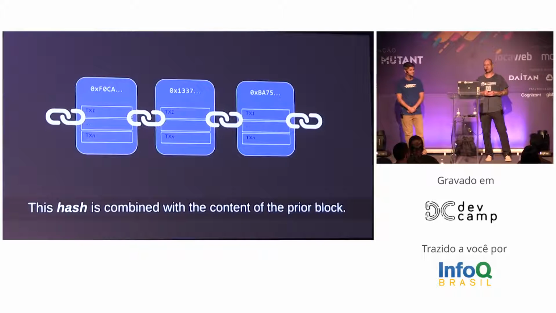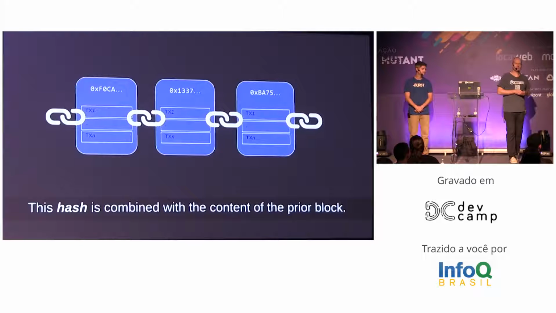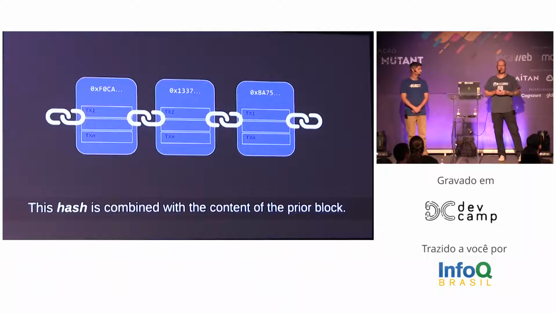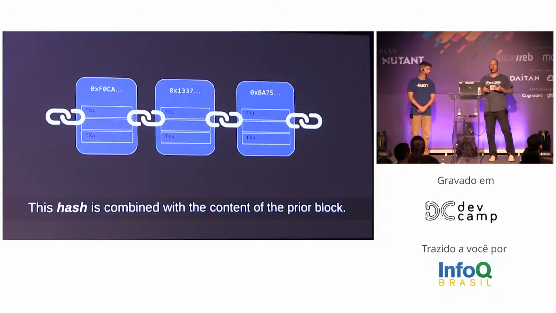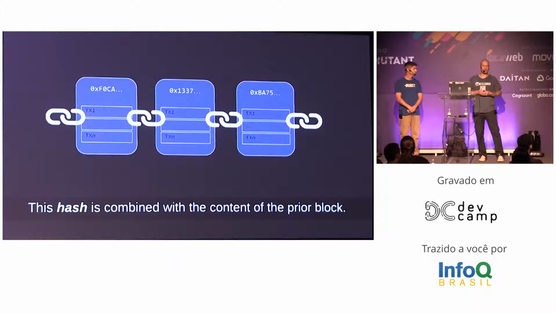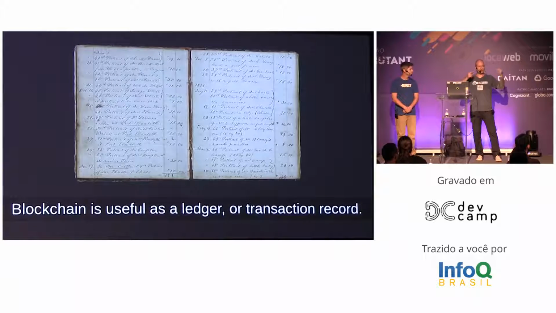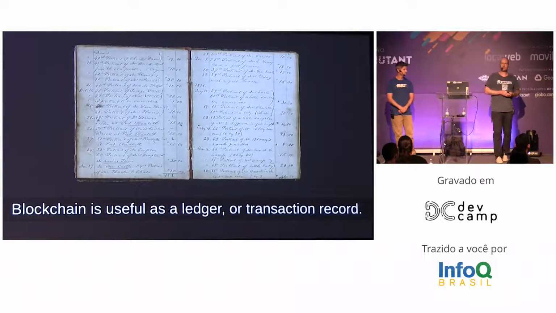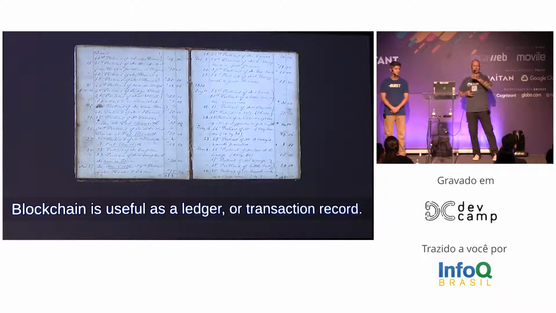So each hash is combined with the content of a prior block. This means that when any of the blocks is modified, then all the hashes from that block to the end of the chain will be invalidated. And this is what actually makes it immutable. So we have a huge immutable chain or list of data. And this is good for use cases like transaction records or ledgers. Then we can store historical data in that.